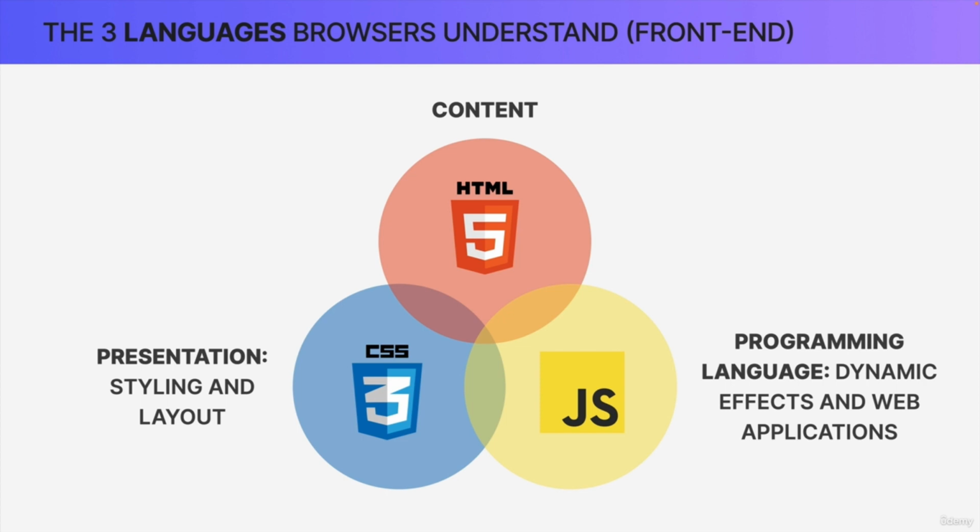So it's the only programming language that browsers can actually understand. So JavaScript allows us to add dynamic and interactive effects to web pages. So we can use it to respond to user events, to manipulate the content or the CSS, to load data from web servers, and even to build entire front-end web applications. And actually, this is exactly what we're going to do in this course.